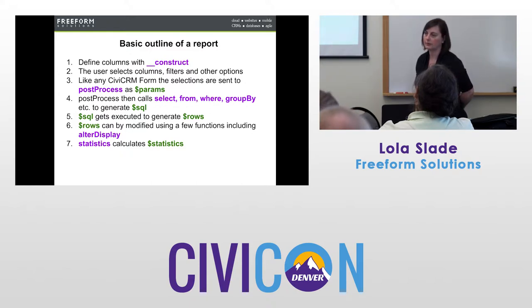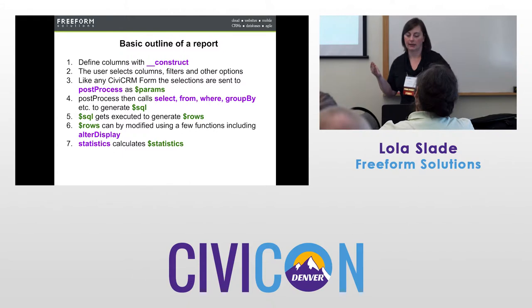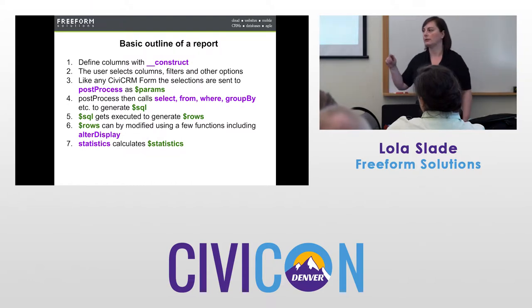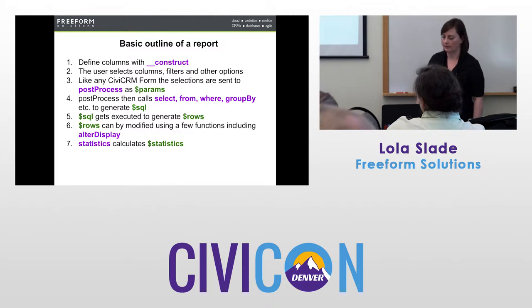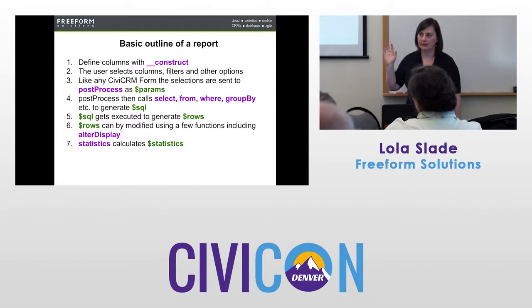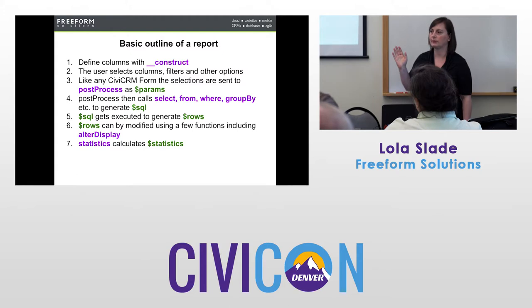So now let's learn a little bit more about CiviReport, and we'll see some code in a minute. The basic outline of a CiviCRM report is a class that defines columns with construct. That lets the user select those columns, filters, and other options. Like any CiviCRM form, based on the QuickForm framework, it uses the postProcess function to process the $params array. Which columns are selected, all those options get sent in as $params. Post-process then, and the color coding. Roughly, purple is classes and functions, green is variables, and blue is array keys. Try to make it a little bit colorful.